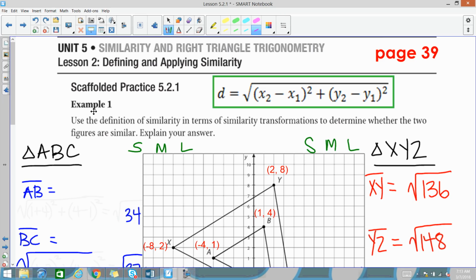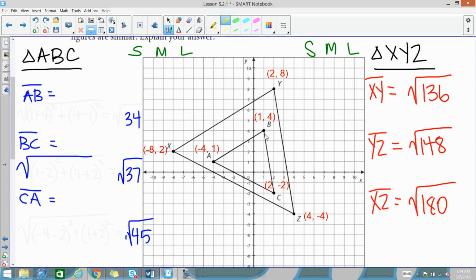So example 1 says, use the definition of similarity in terms of transformation to determine whether the two figures are similar. Explain your answer. Well, first thing, in the definition of similarity, you have to talk about the angles. Like, are the corresponding angles congruent? Well, here's the deal. If you look at your figure, do you see any arc marks? No.